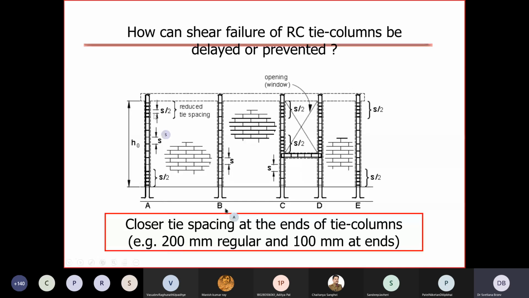So in any case, it is important to emphasize the top and bottom regions of the tie columns are the critical locations where maximum care and attention should be paid during construction.